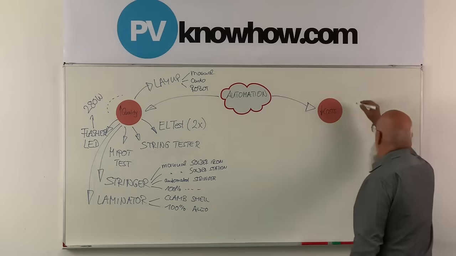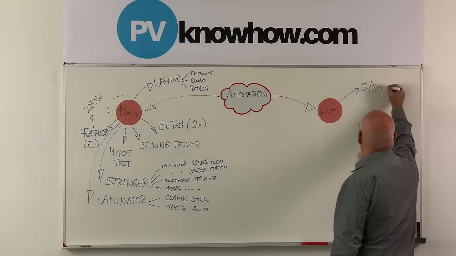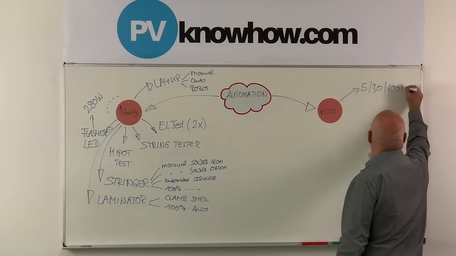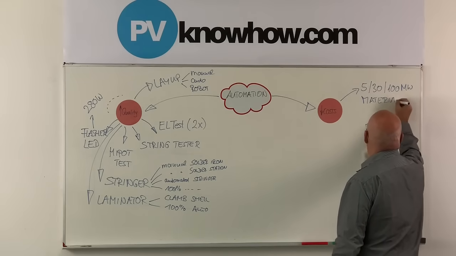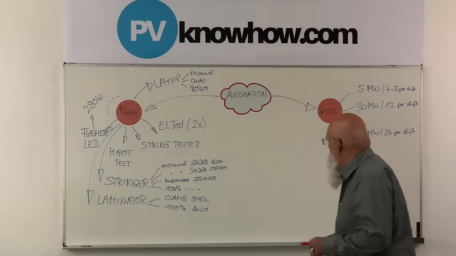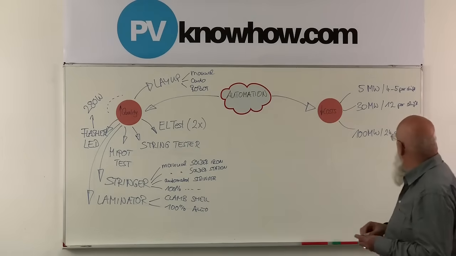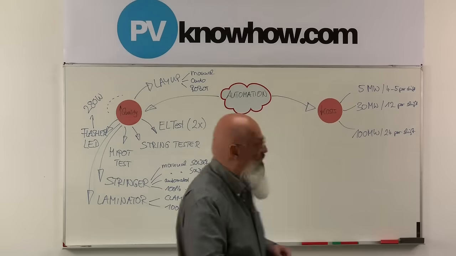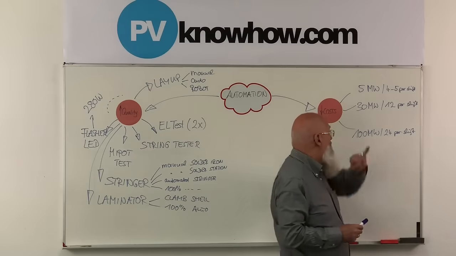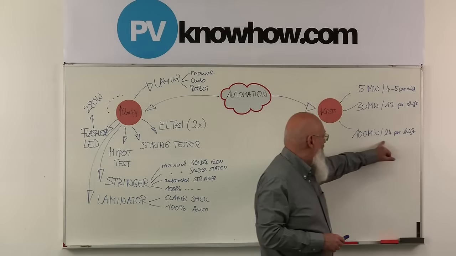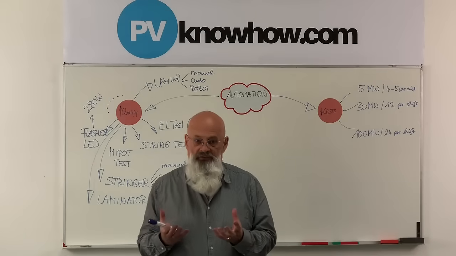Another point for the costs is if you buy material for 5 megawatt, for 30 megawatt, or for 100 megawatt, it's the material cost. Of course, you get much better prices. So, another point for costs, I prepared now some figures. For 5 megawatt you need between 4 and 5 people per shift. For 30 megawatt you need about 12 people per shift. And for 100 megawatt you need about 24 people per shift. Now, we can play with these figures.